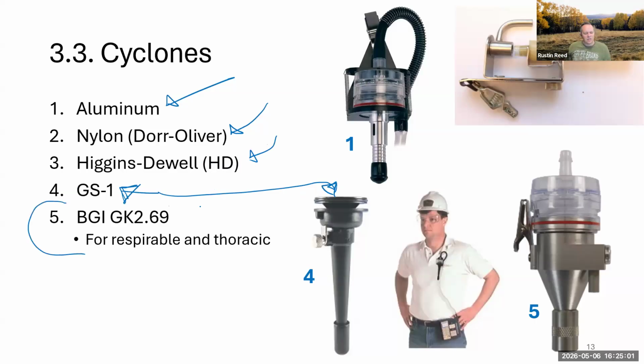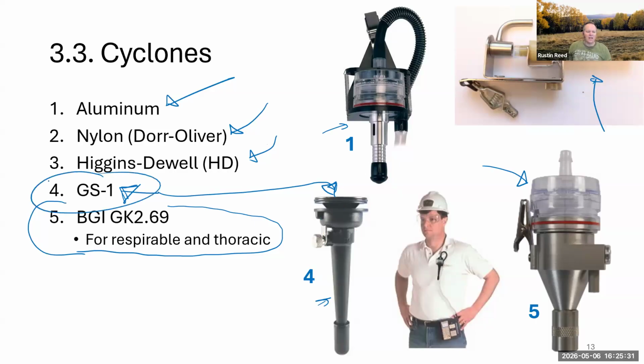There's also this one. Remember, this is what NIOSH used. So that's that one right there. It's kind of fatter and shorter, so more of a stout profile compared to, say, the Dorr-Oliver. It's long and skinny, and the aluminum is kind of in between. The GS1 is long and skinny. It's black. It's made of non-conductive material. That's one of the special things about the GS1. Anyway, there are many different types of cyclones.